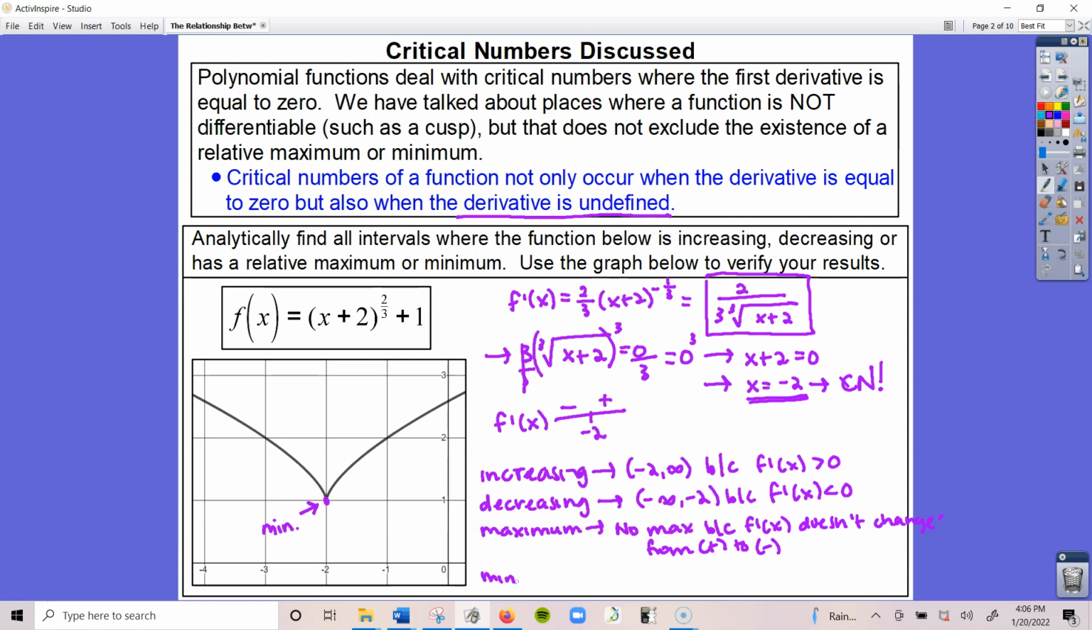Now for minimum, we have a minimum here at x is equal to -2 because f prime of x changes from negative to positive. Again, this should be reviewed because we've done this already, but it's nice to have the graph to just verify everything that we just said.